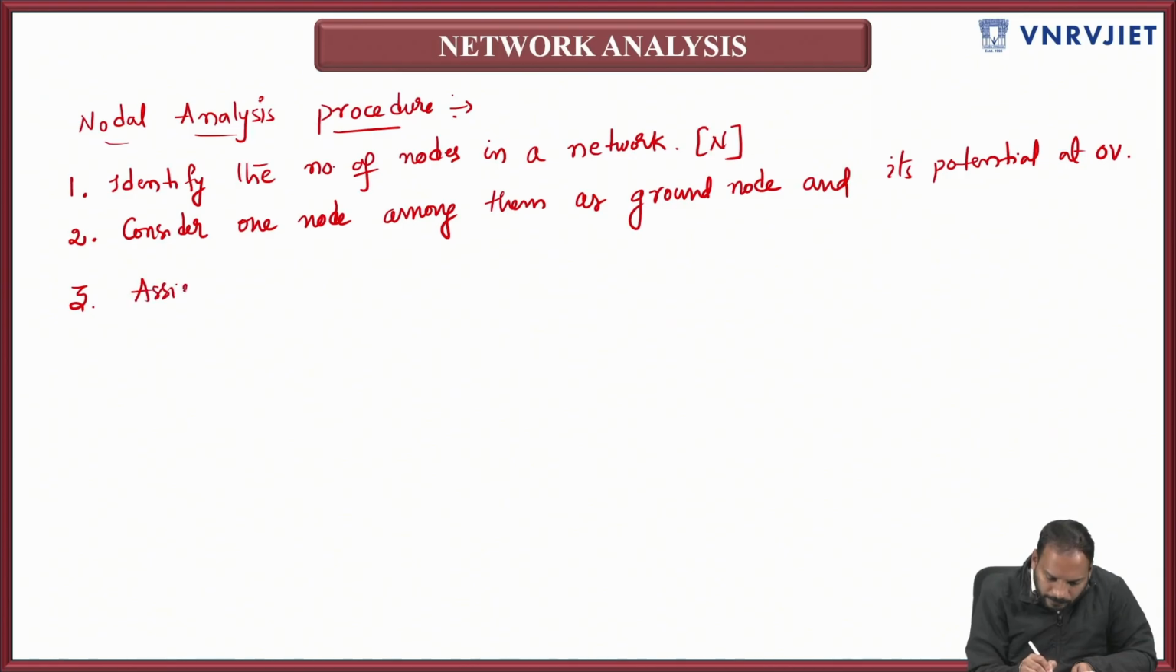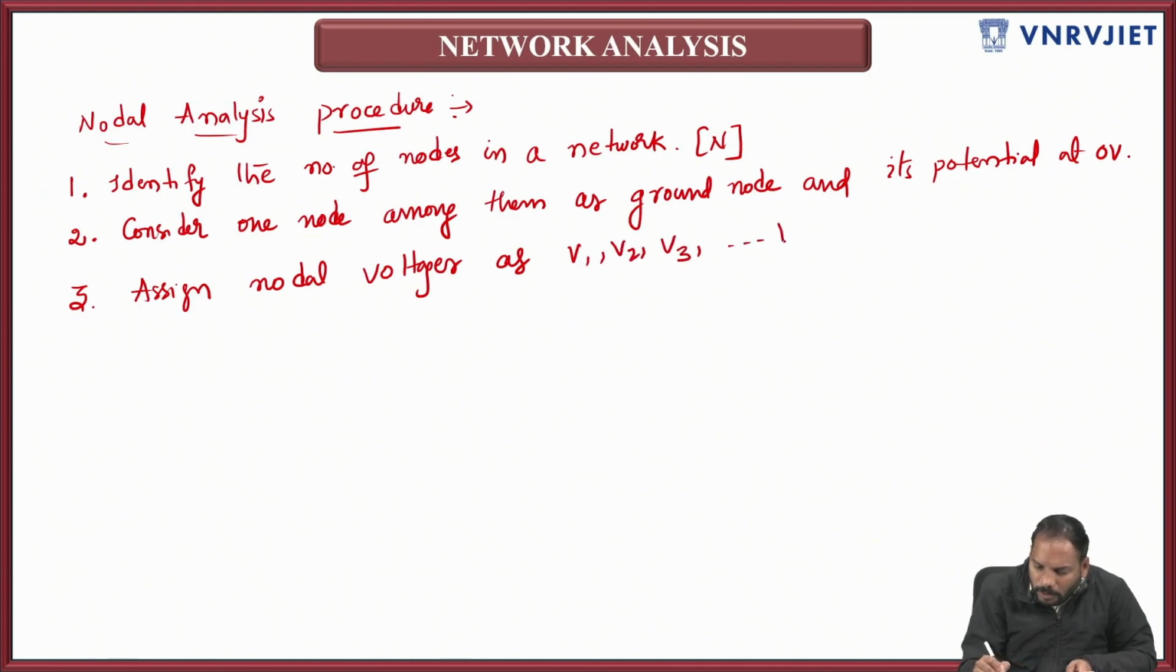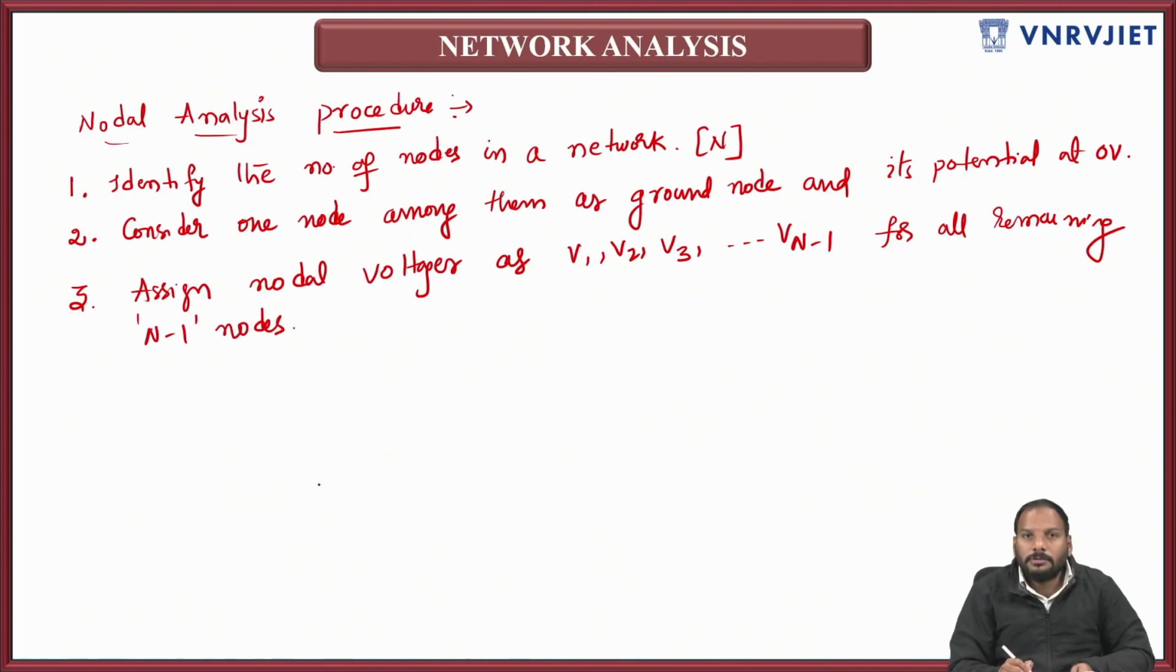So assign nodal voltages as V1, V2, V3 and so on up to V n minus 1 for all the remaining n minus 1 nodes.